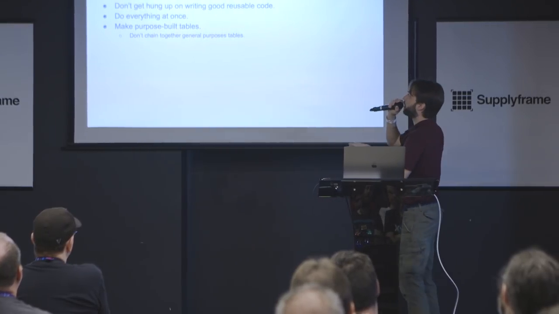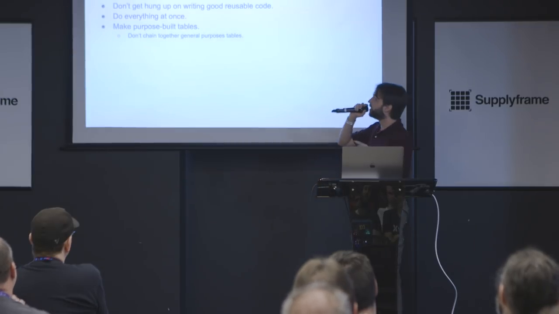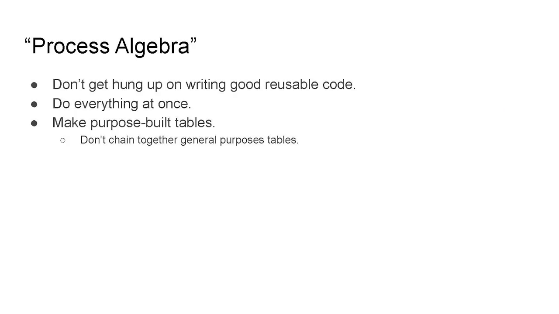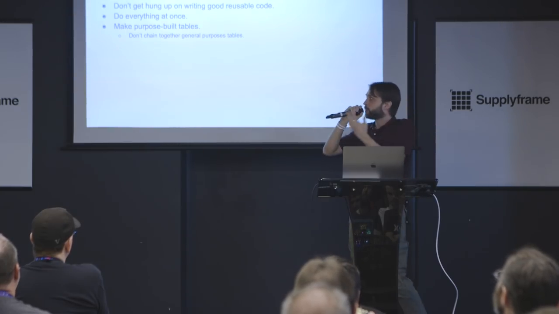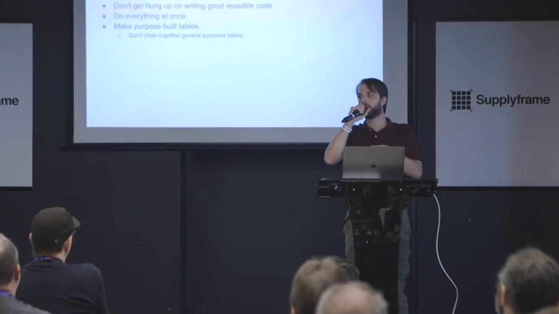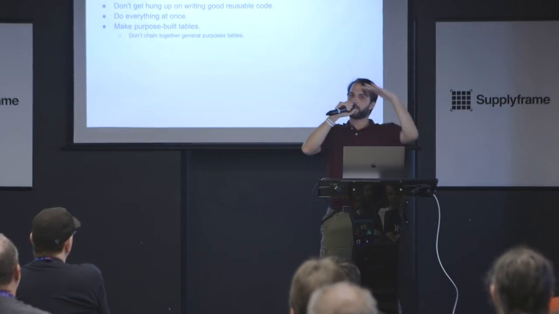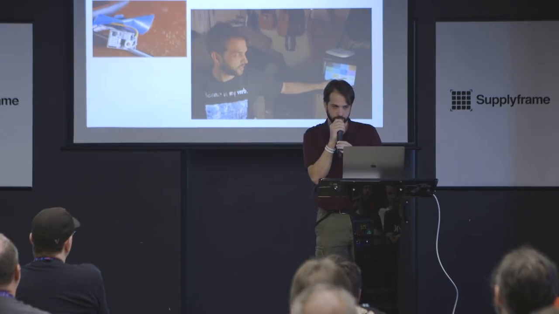So don't get hung up on writing good reusable code here. Just don't worry about it. Don't worry about trying to make your lookup tables something that can be truly generalized so I can use them in future projects. Just recreate it. Once you get good at this, it takes almost no time. And make purpose-built tables, exactly for what you need to do. Then if you don't like the way the LEDs are dimming or something like that, just change the table.